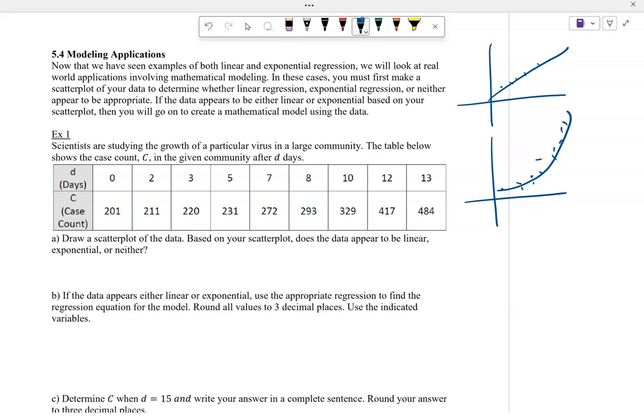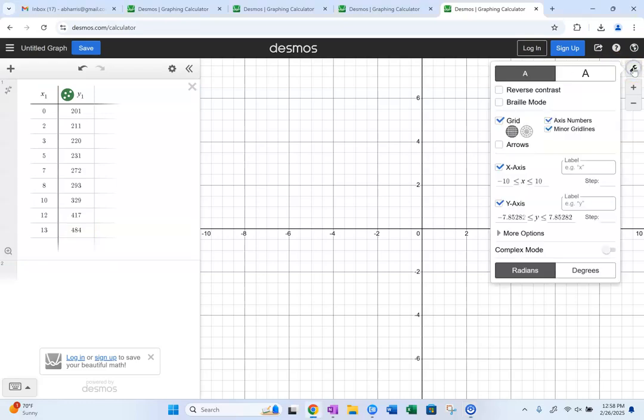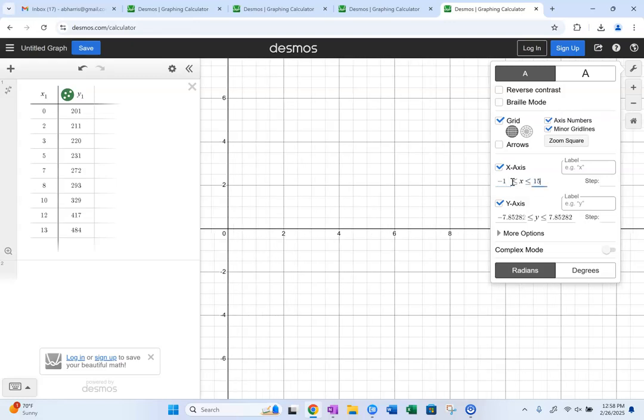So let's go ahead and make a scatter plot of the data. I'm going to pull up decimals.com and enter this data, and then look at the scatter plot. And then we'll decide if it looks like it's following a line or a curve for exponentials. So now I've got my data in. I don't see it, so let me zoom out. Notice my x's go from 0 to 13. Let me go from like -1 up to 14, 15 or so.